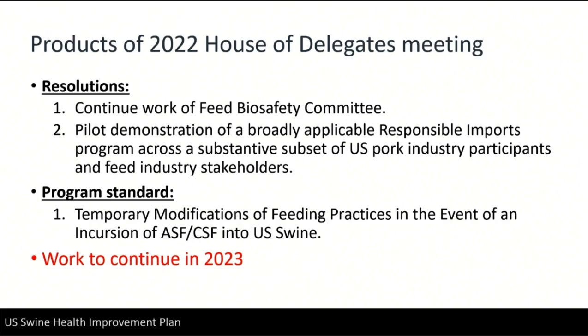And also an outcome of the House of Delegates meeting this fall was a follow-up program standard, which focused on, in the event of an ASF or CSF detection here in the United States, there would be some temporary feeding modifications as it relates to feeding porcine-based ingredients back to pigs. Essentially, there would be some enhanced biosecurity practices we would want to include as an industry.